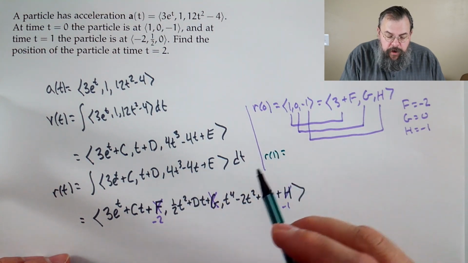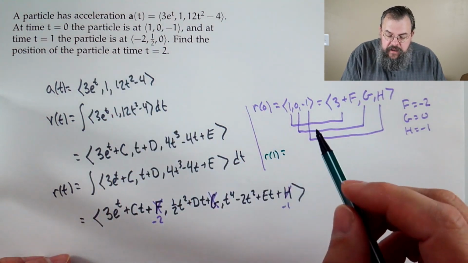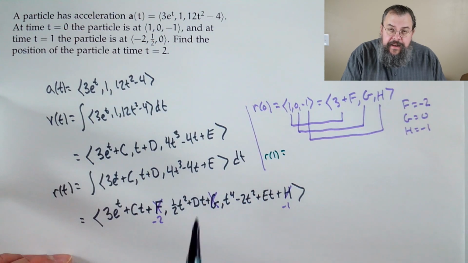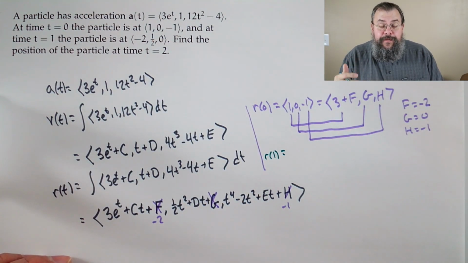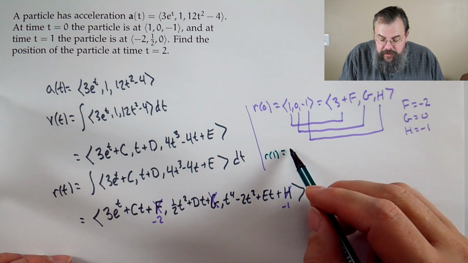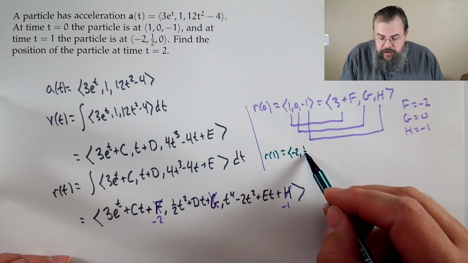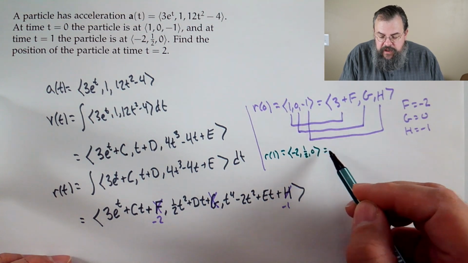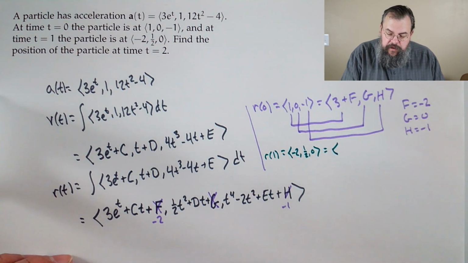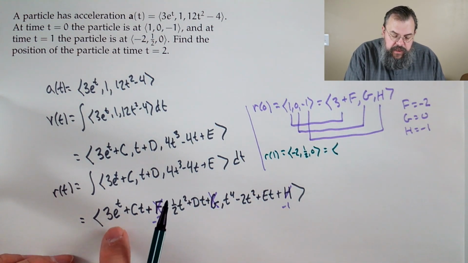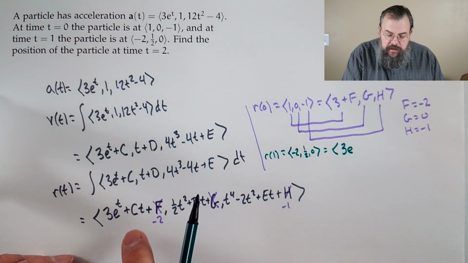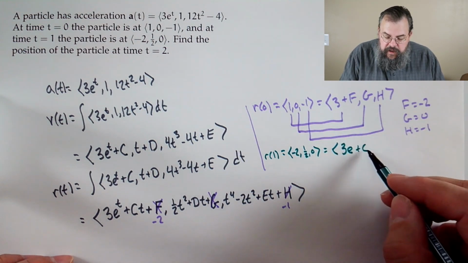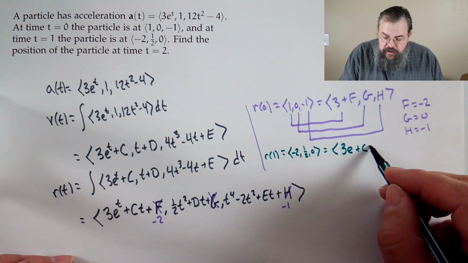Now, at time 1, the particle is at. See, the key word here is "at." At is referring to location. So we know we're looking for location. So, minus 2, 1/2, 0 equals. Okay, so we plug in 1. 3e to the 1. Well, that's 3e. Then plus c minus 2.